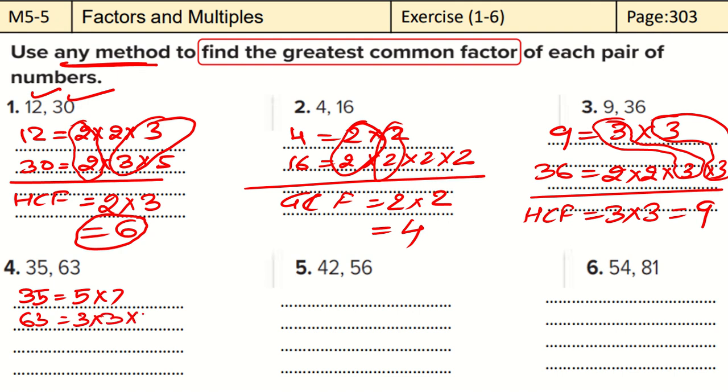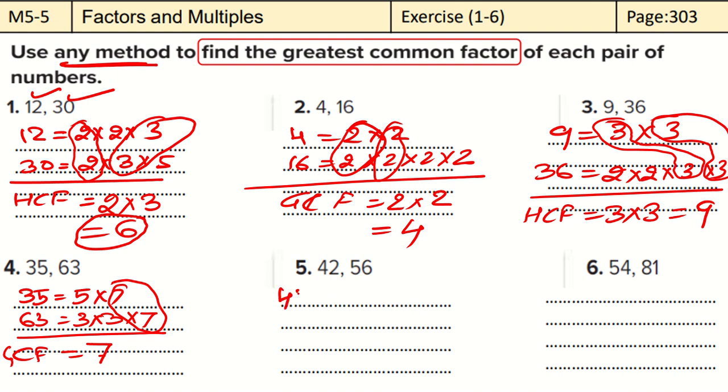Okay. Same like another question, you see 35 is equal to 5 times 7, and 63 means 3 9s are 27, 7 9s are 63. Okay. So the GCF will be, you see 5 is not common, 7 is common, 3 is not common here, so only 7. Okay. 7 will be the HCF or GCF.